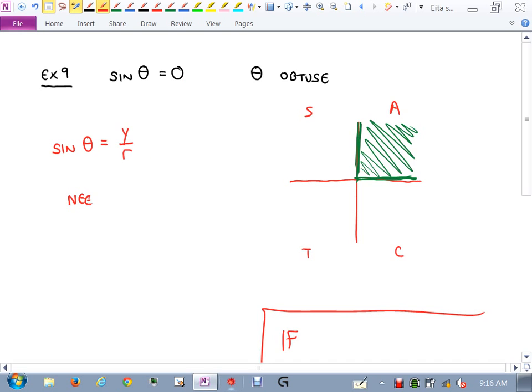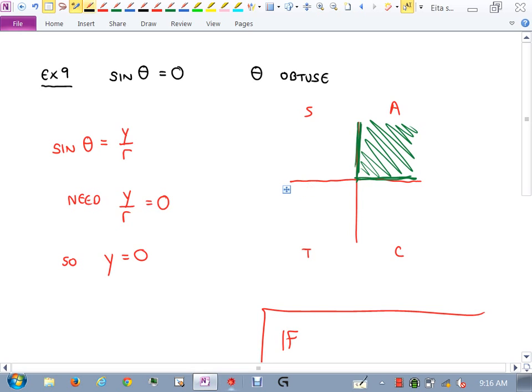I need Y over R to be equal to 0, which means that what must be 0 then? Y. Okay, Y has to be 0. Tell me where I am when Y is 0. On the x-axis, right? On the x-axis, do you agree that your Y coordinate is 0? Now, I can't be over there, though, to the right. I have to be over here to the left, don't I?